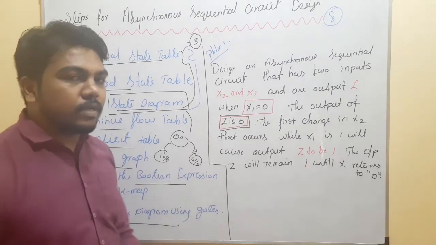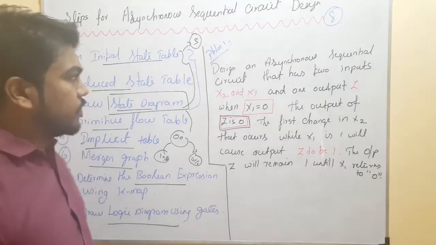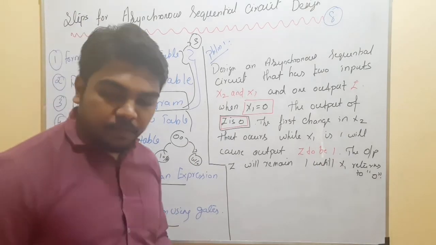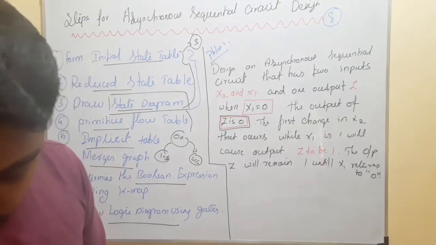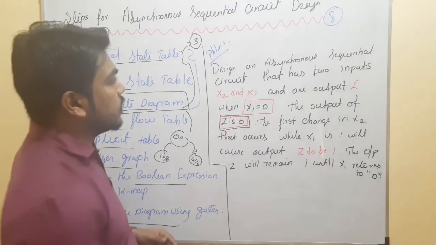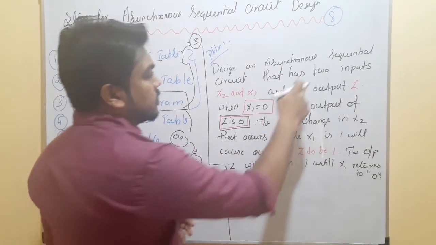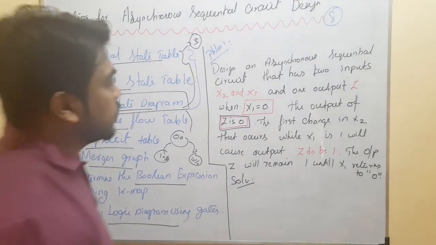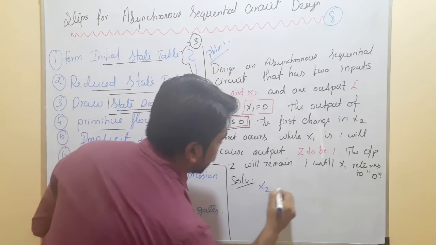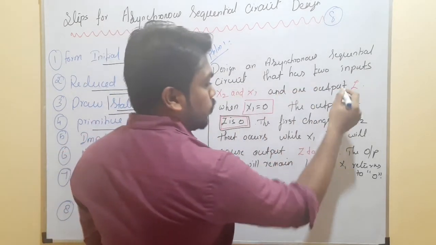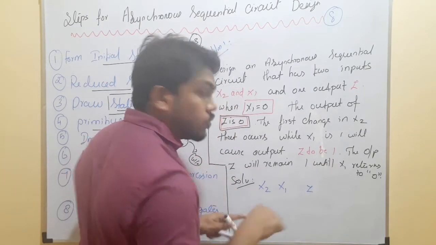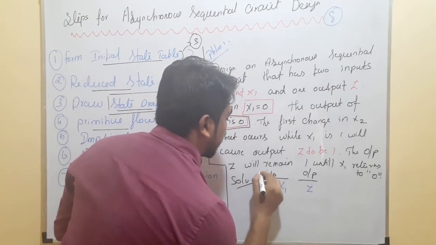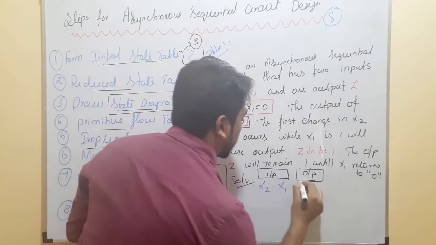We can move to the problem, then you will get a clear idea of the actual usage of these steps. So this is our problem. Before going in depth, try to read the problem once, or else I will help you read it out. Design an asynchronous sequential circuit that has 2 inputs, x2 and x1, and an output z. So this is your input and this is your output.